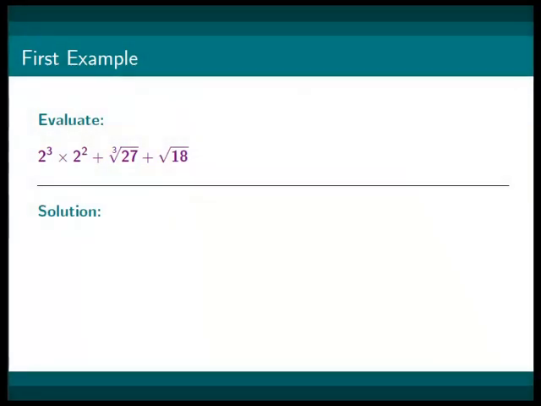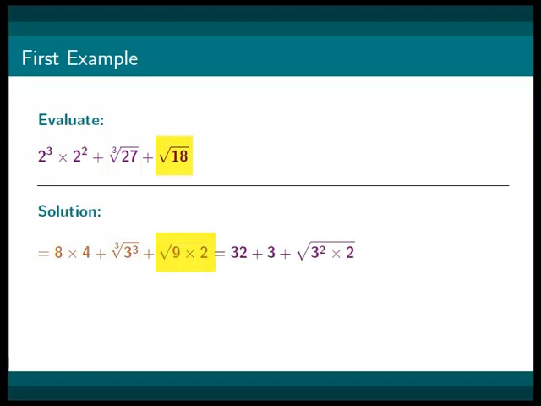In our first example, we will evaluate 2 cubed times 2 squared plus the cube root of 27 plus root 18. Our solution will start by first simplifying the expressions. We get 8 times 4 from 2 cubed times 2 squared, the cube root of 3 cubed from the cube root of 27, and root 9 times 2 from root 18. Then we have 32 plus 3, since the cube and cube root cancel out.